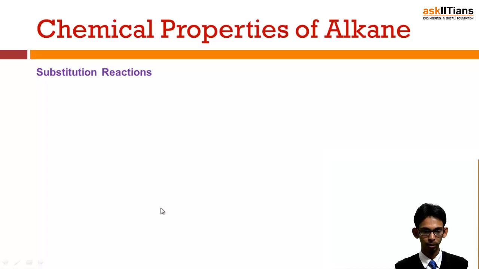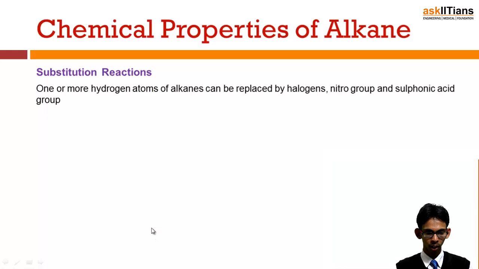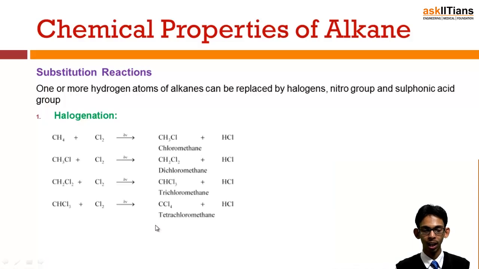So now we are going to discuss substitution reactions in alkanes. One or more hydrogen atoms of alkanes can be replaced by halogen, nitro groups and sulfuric acid groups. So let's discuss first of all halogenation. Halogenation is the process in which one hydrogen of an alkane is replaced by a halogen. And halogenation of alkanes takes place in the presence of sunlight.